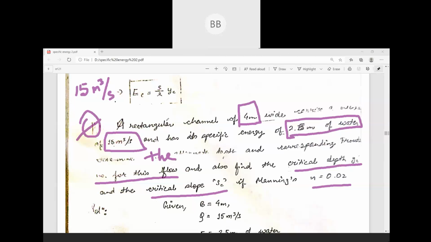A rectangular channel of 4 meter wide carries a discharge of 15 meter cube per second and has its specific energy of 2.5 meter of water. Okay. Determine the alternate depth and corresponding Froude number for this flow, and also find the critical depth and the critical slope if Manning's n is equal to 0.02. So this is the numerical.